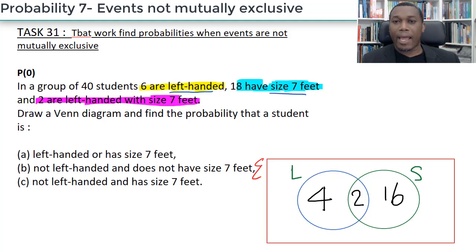And what color haven't I used? I haven't used green. Group of 40 students. That means that my total has to be 40. What's my total so far? I got 16 and 4.